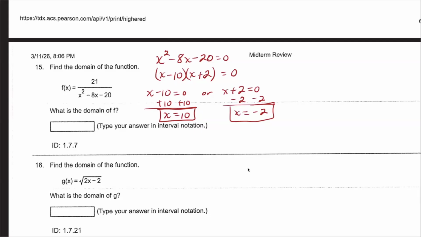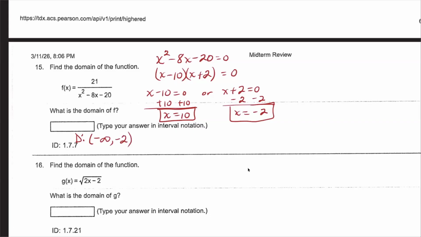You have to take out the number negative 10. And then indicate that in interval notation. And it looks like this. I don't have room in the box to write it, but it means that the domain goes from negative infinity until you get to negative 2.